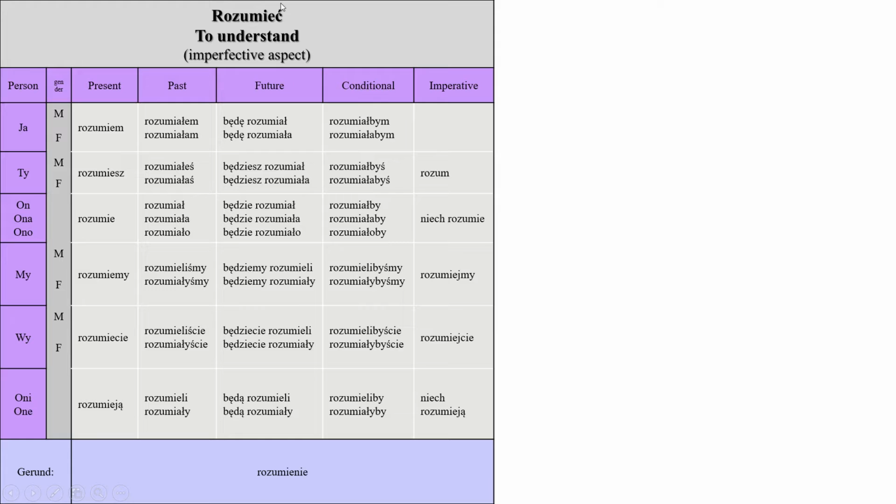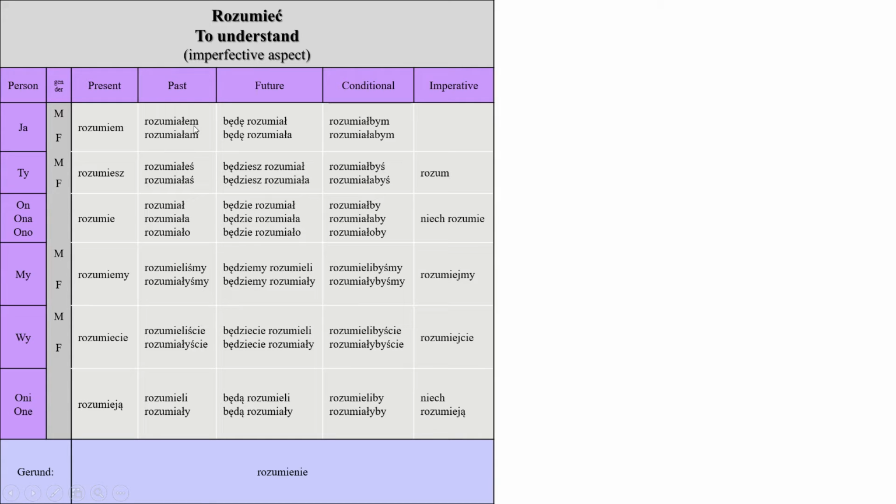For the past, however, it's really easy. All you have to do is remove the C and add the past conjugation, łem, łeś, and so on. And I would like you to focus on something, because we've talked about it many times: whenever we have the E before the last consonant, you have to make sure that you change it to A if you're using the letter Ł, so it sounds good. So rozumiałem, not rozumiełem, because it would not sound good.